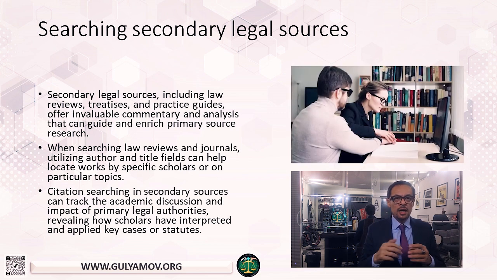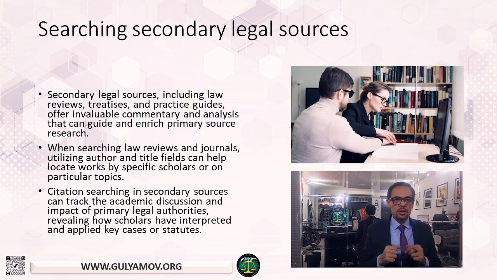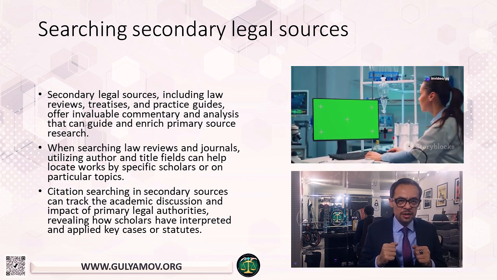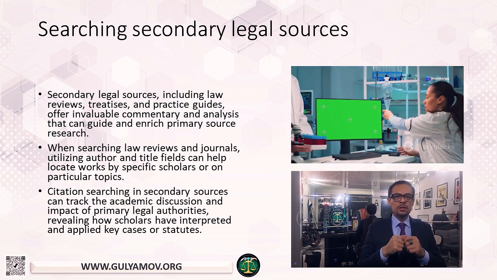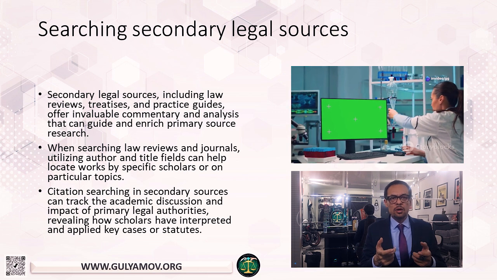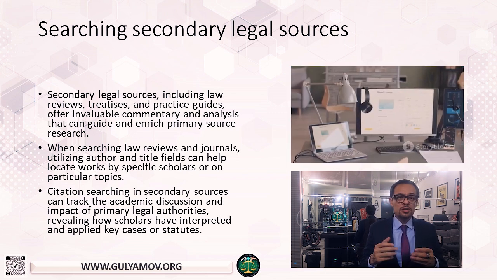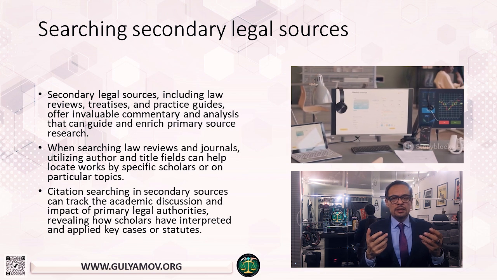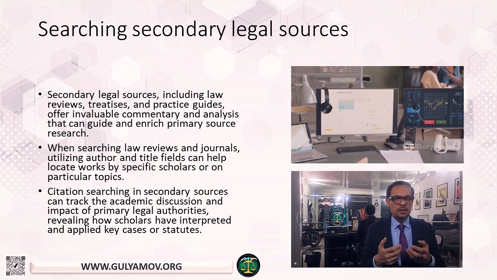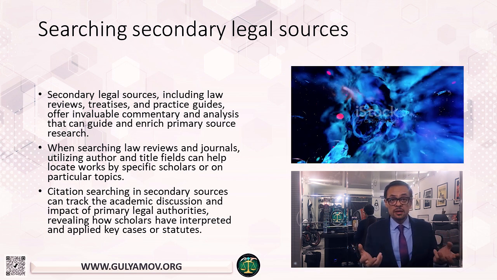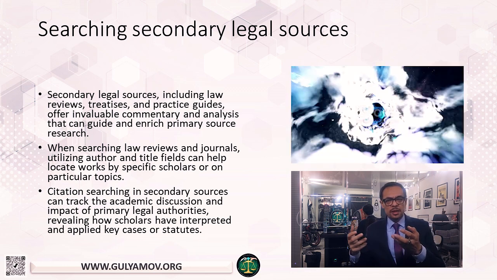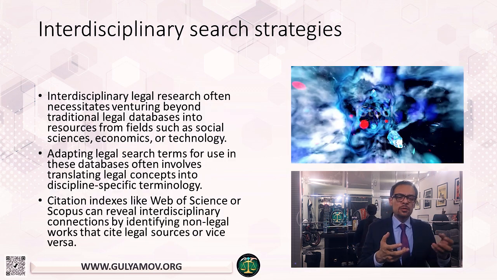Practice guides and form books often benefit from searches targeting specific legal procedures or document types, such as motion for summary judgment or LLC operating agreement. Legal dictionaries and thesauri require precise searching for terms of art or legal concepts, often providing cross-references to related terms. Citation searching in secondary sources can track the academic discussion and impact of primary legal authorities, revealing how scholars have interpreted and applied key cases or statutes.